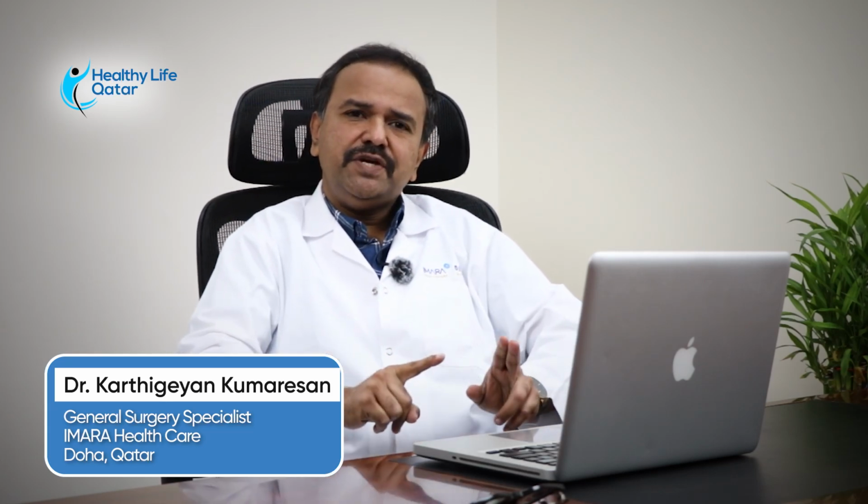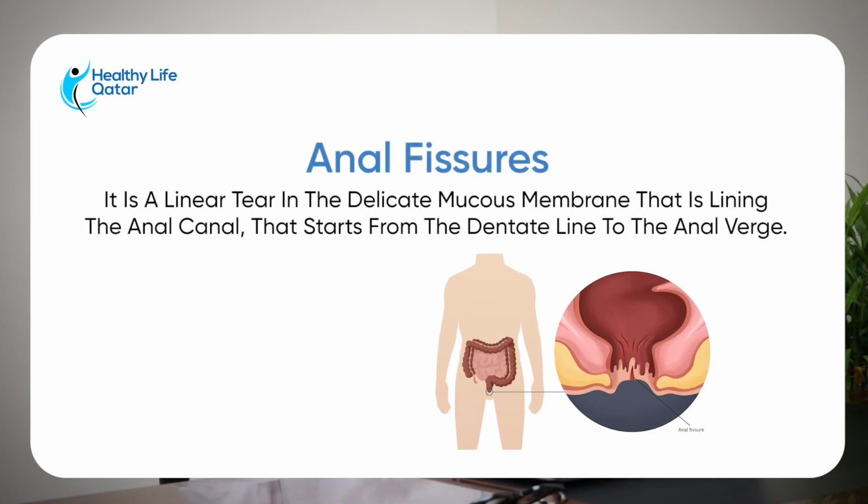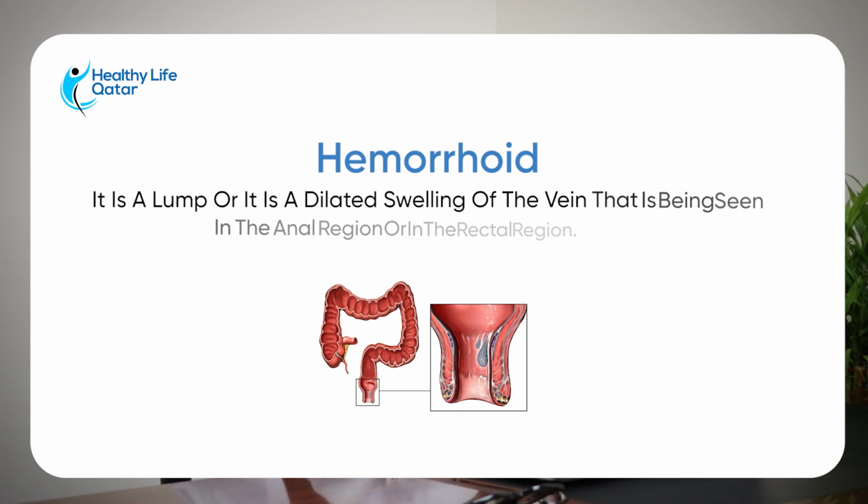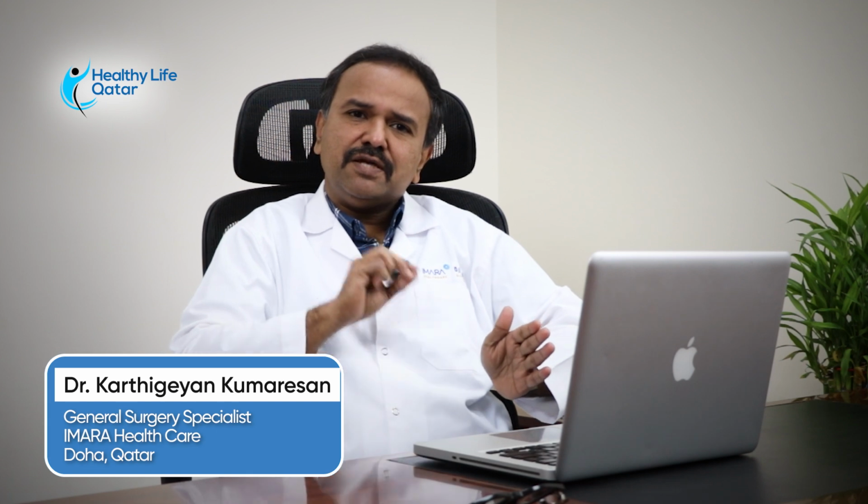As I told, these two, anal fissures and hemorrhoids, are being caused by passing very hard stools, that is, having difficulty in passing your bowel movements if you have any straining. So the causative factor starts from this. But an anal fissure is defined as a linear tear in the delicate mucous membrane that is lining the anal canal, that starts from the dentate line to the anal verge. While a hemorrhoid is a lump, a dilated swelling of the veins that is seen in the anal region or in the rectal region. Both these conditions, as I told you, are caused by the passage of hard stools. There are different types of hemorrhoids and different types of anal fissure, which we will discuss later.